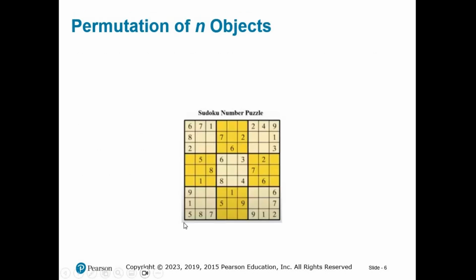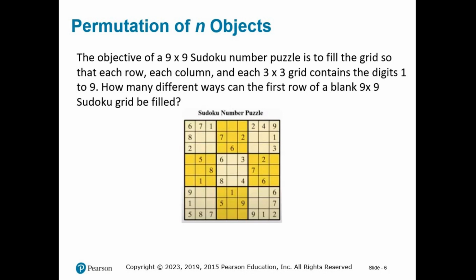That's simple, right? Okay, let's think about those little Sudoku number puzzles that are so popular. The objective of a 9x9 Sudoku puzzle is to fill the grid so that every row, column, and 3x3 square contains the digits 1 through 9. How many different ways can the first row of a blank 9x9 Sudoku grid be filled in? Well, assuming we're not considering any numbers filled in, that we're just looking at how many numbers we could fill in that row with 9 numbers, we would figure 9 factorial, or 9 times 8 times 7 times 6, and so on. We would come up with 362,880 ways. That's a lot of ways to solve a puzzle.